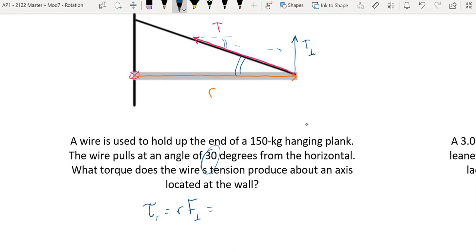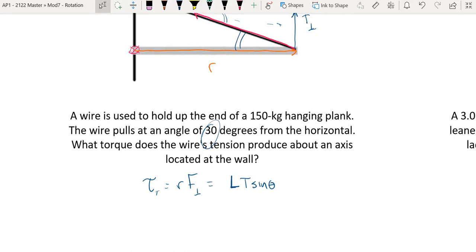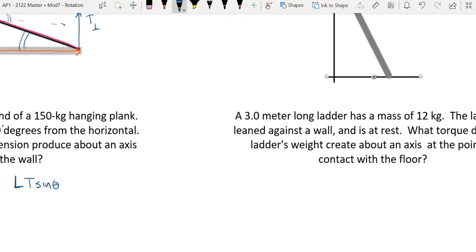Now, what I haven't done is told you the length of the plank. So that's whatever the length of the plank is times T sine theta. I haven't told you anything. I mean, there's a way to answer this question. There's more to it than this. You would have to find what T is with a different solution. But that's how you would express the torque. Okay? Sine 30, sure.